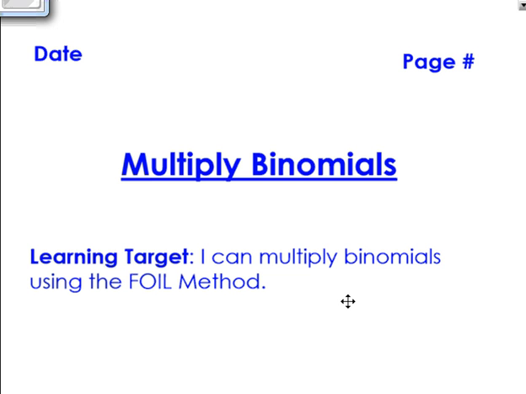So remember, yesterday we did multiplying by a monomial, which was just one term. If you think back to classifying polynomials, which you should be reviewing as you go, a binomial means two terms. So I'm multiplying two binomials together.